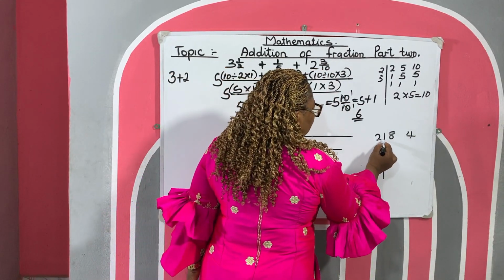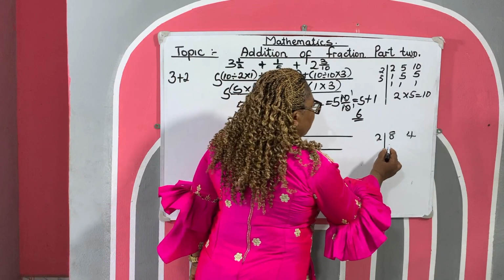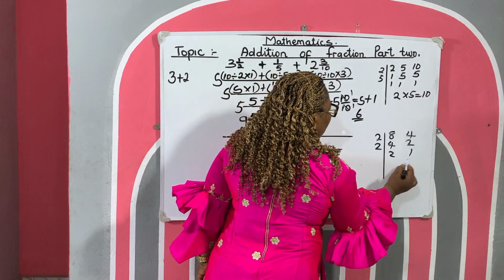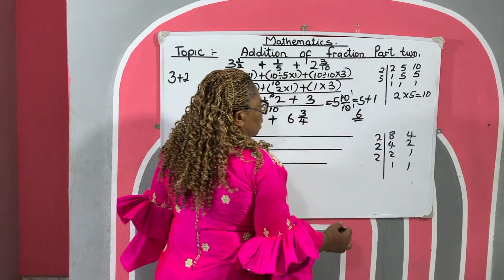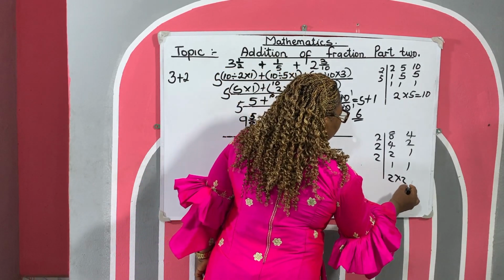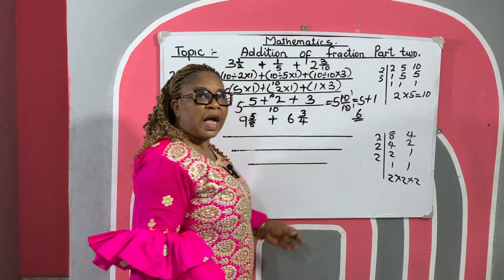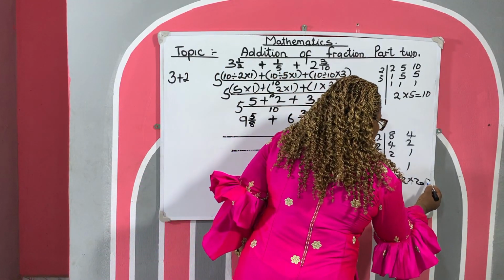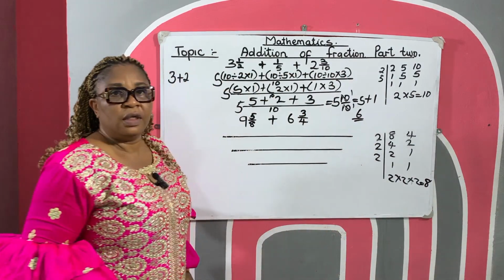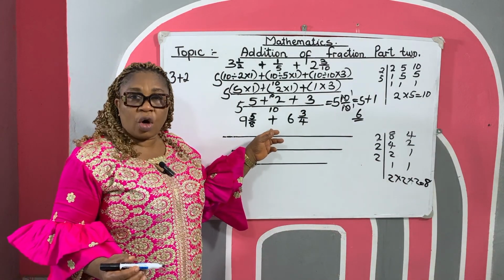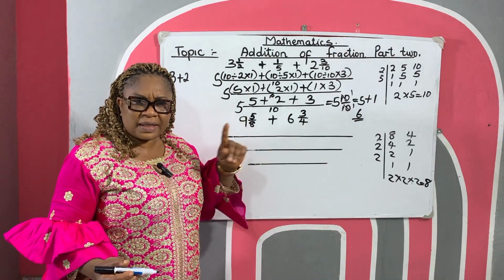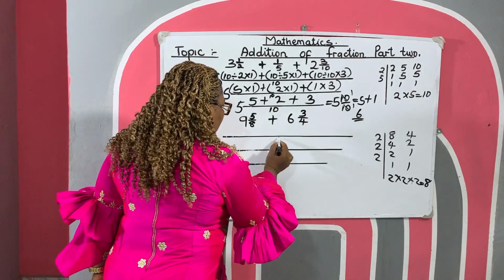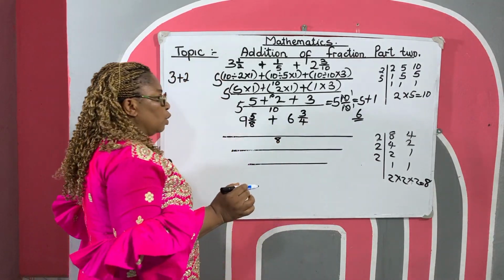So 2 will divide. 2 divide, we have 4. Divide is 2. 2 again, 2, 1. 2 again, 1, 1. So 2 times 2 times 2. 2 times 2, 4. 4 times 2 will give us what? 8. So the LCM for this one is 8. What did I say? 8. And not 8 times 4. 8. Okay, look at the whole number.